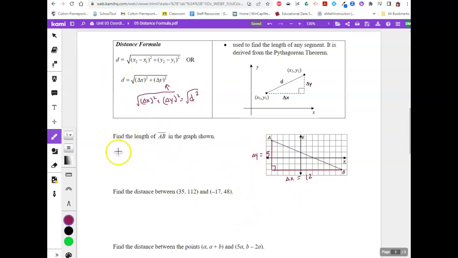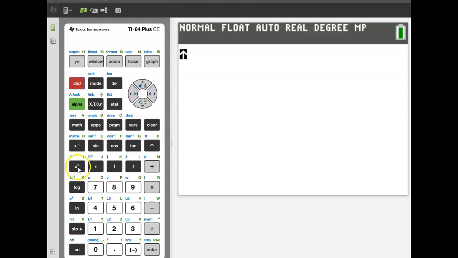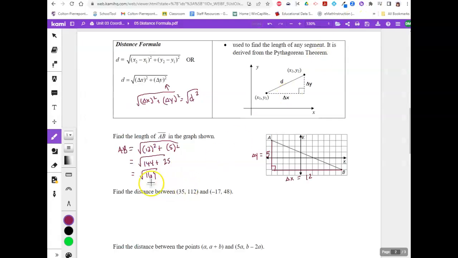All right, so let's use our formula. We are looking for the length of AB. That is equal to the change in x squared, in this case 12 squared, plus the change in y squared, which is going to be 5 squared. So AB squared is going to equal 144 plus 25, which is 169. And if you don't believe me, the square root of 169 is 13. Okay, so AB is equal to 13. So that side right here is equal to 13.